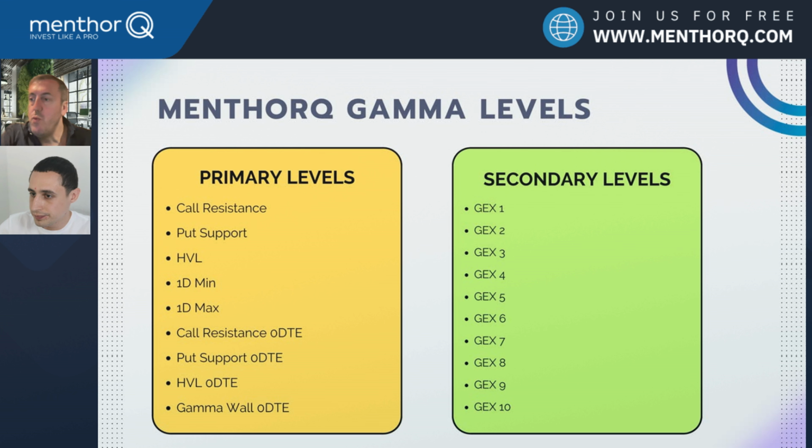Then we have our secondary levels. Secondary levels are our JAX 1 to 10. JAX stands for gamma exposure. So we are basically going to show you the levels with the highest gamma exposure. JAX1 will be the highest, and JAX10 will be the lowest out of the top 10. But we're going to go into details about that. And Mike, let me know if you have any questions at any time.